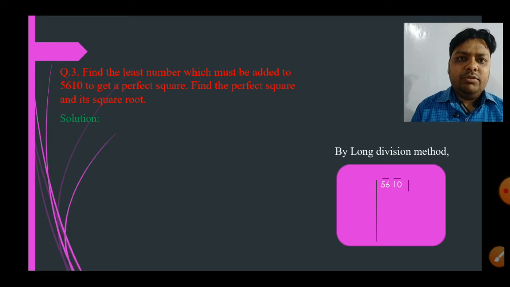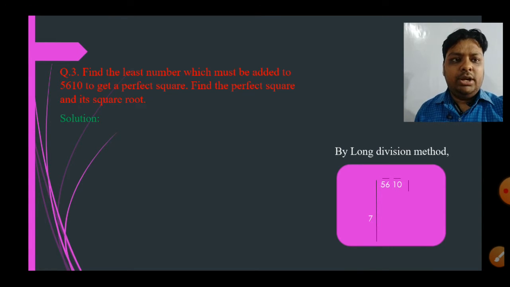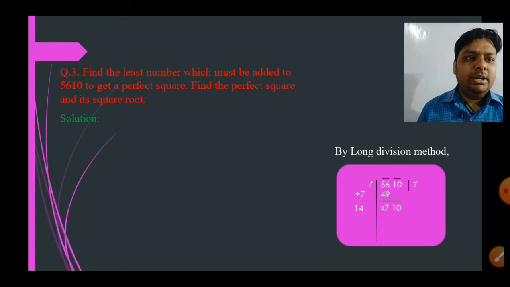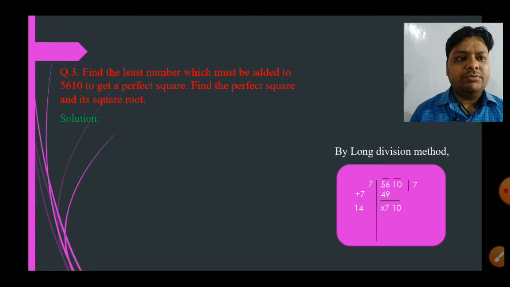It means if you take 8, 8 8 is 64, it is more than 56. So 7 7 is 49. So we will take 7, 3 times we will write, 2 in divisor area and 1 in quotient area. So 7 plus 7, 14, and 7 7 is 49. We will subtract 56 minus 49, we will get 7, and 7 plus 7, 14. Okay, then we will note down the second period 10 just beside the remainder after subtracting 56 and 49. It means 710.